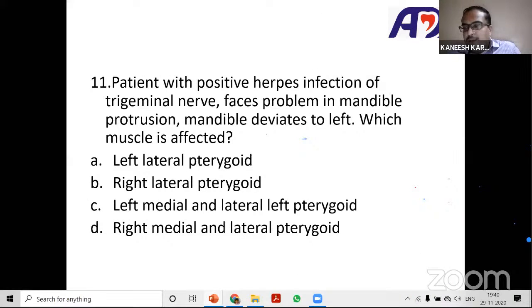which is load bearing. Patients with positive herpes infection of the trigeminal nerve face problems in mandible protrusion. The mandible deviates to the left. Which muscle is affected?